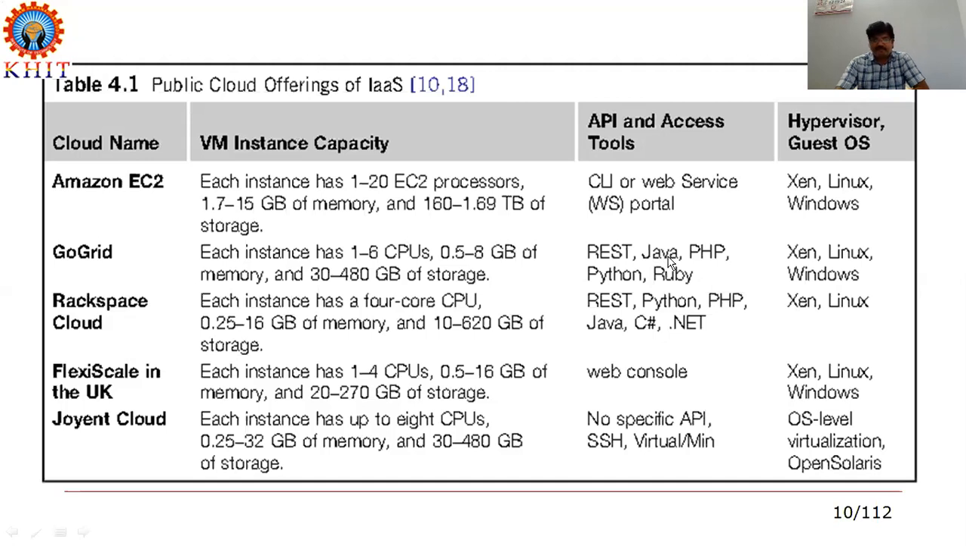Also they use PHP, Python and Ruby, which are well-familiar application programming interfaces. Java provides Java API, Python provides Python API, and Ruby provides Ruby API when you use GoGrid. Here the hypervisors and guest machines are the same: Intel Xeon, Linux and Windows. Another one is Rackspace Cloud. Most US-based companies use Rackspace Cloud. Each virtual machine instance runs with four central processing units, with APIs like Java, .NET, C#, PHP and Python. The hypervisors and guest OSs used are Xen or Linux only.